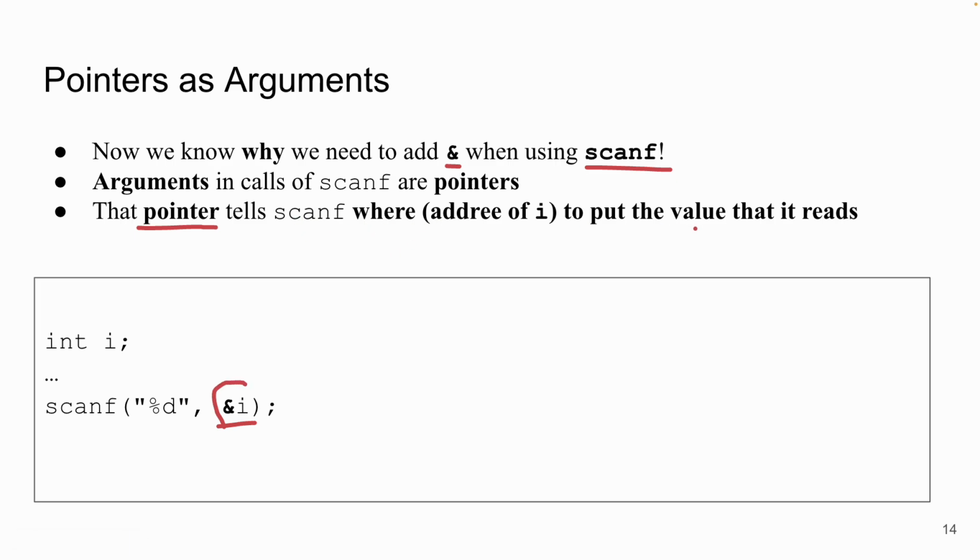Using this pointer we provided here, we can tell scanf where to put the value that is read, because we can use scanf to store the user's input into the variable, right? So how does scanf know the location of the variables? That is through the address of the variable we pass here as the argument of scanf.